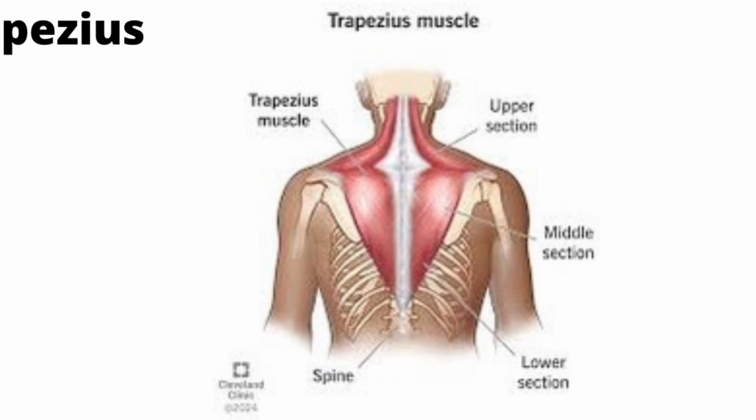Supraspinatus. Location. Top of the shoulder blade. Function. Starts lifting the arm to the side. Infraspinatus. Location. Below the supraspinatus on the back of the shoulder blade. Function. Rotates the arm outward. Teres minor. Location. Just below the infraspinatus. Function. Also helps rotate the arm outward.